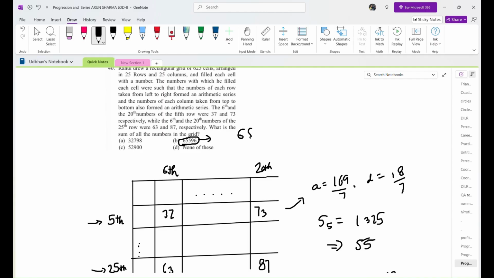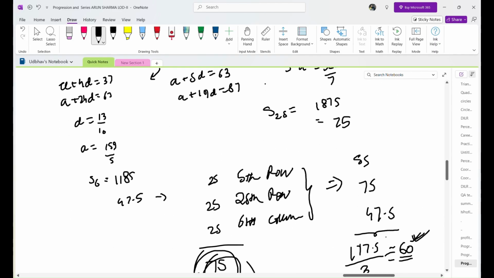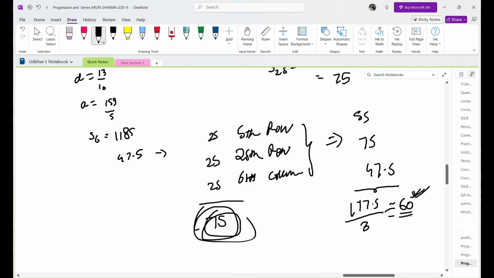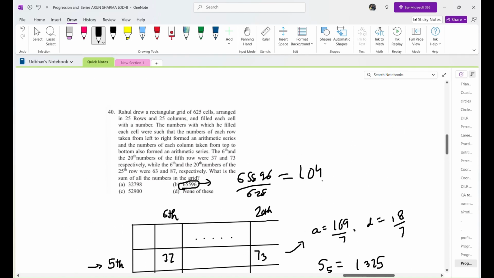According to this option, 65596, if we divide it by 625, what is the average number we are getting? 65596 divided by 625. We are getting the average number as 104. But according to our calculation, the average should be around 60. But it is coming around 104, so this cannot be the sum. If we try this, 52900 divided by 625, we get the average around 84. This is pretty close but still pretty far.